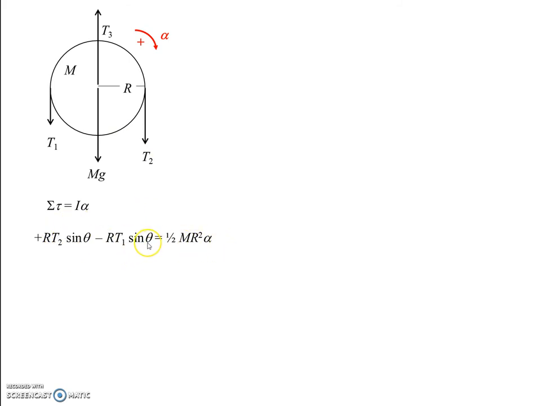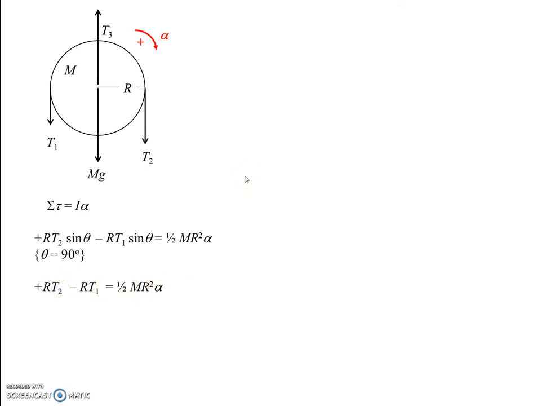Well, let's evaluate theta. Remember, theta is the angle between R and F. So for T1, the position vector is from the pivot point out to the application of the force. That's R, and here's F. For T2, here's R, and here's F. Either way, the angle is going to be 90 degrees, and we know sine of 90 is 1, so we can just take the sine theta out of the equation. So now it's just R T2 minus R T1 equals half mr squared alpha.